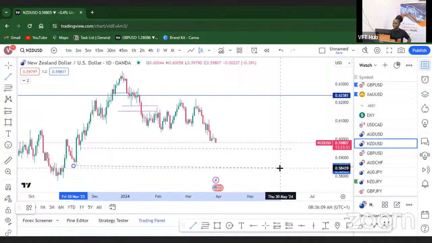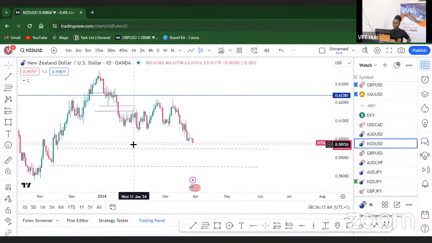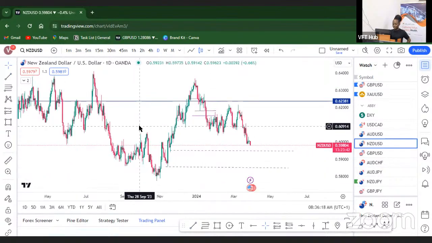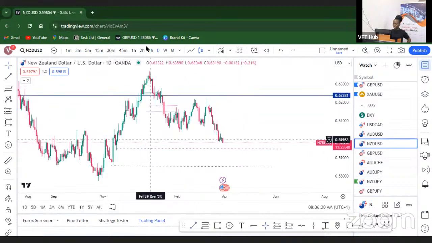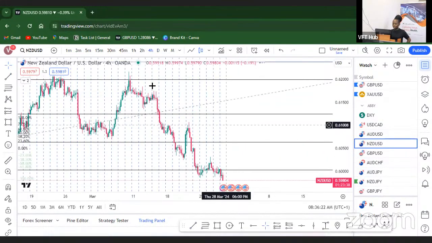So if NZD USD keeps trading below, it's just going to keep selling all the way till it comes to this point here, right? It's going to trade all the way to this level. The four-hour time frame as well is very much bearish.